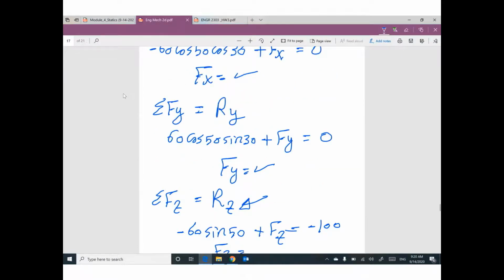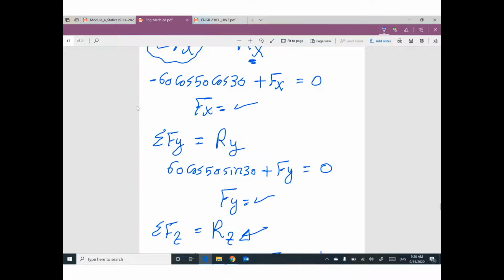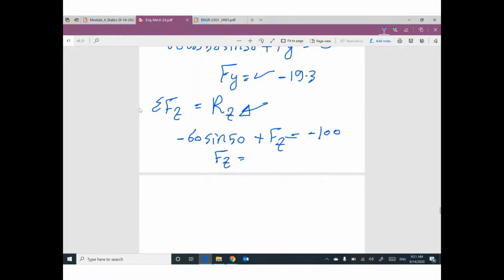It will be 60 times cosine 50 times cosine 30. This value will be positive 43.6. This one will be negative 60 times cosine 50 times sine 30, which will be negative 19.3. This one will be negative 100 plus 60 times sine 50. This one will be negative 54.